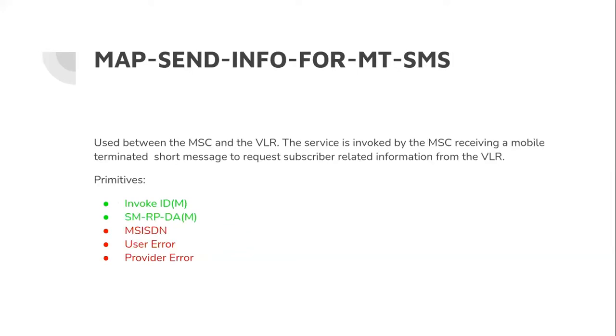Now, once the message gets to the destination MSC, the MSC on the other end needs to send a request to VLR, and this request is to try and get subscriber related information from the VLR. This is for the purposes of the MT delivery. Remember, when we did the SRI, what you get is the MSC to which to forward the message. Now, on the other end, the MSC needs to find you. So that is why we're talking about the MT leg. So it's the send info for MT. In this case, the primitives are the invoke ID, which is mandatory, and the destination address, which is mandatory.